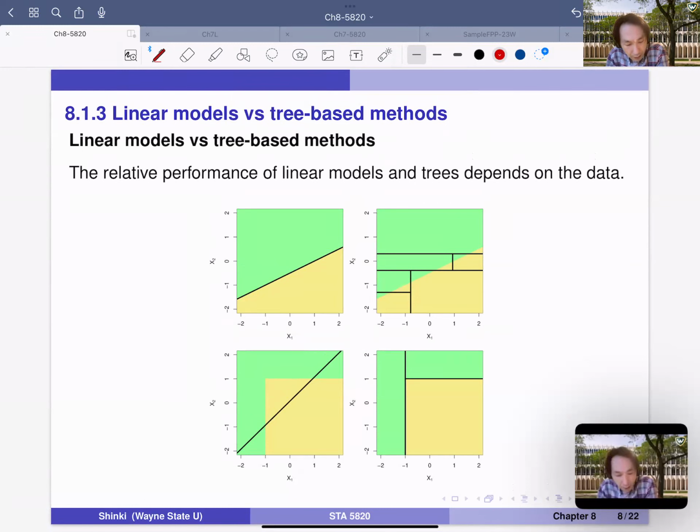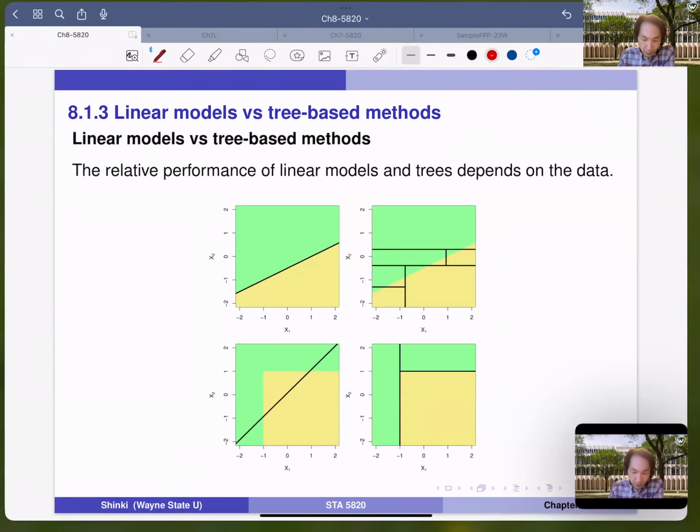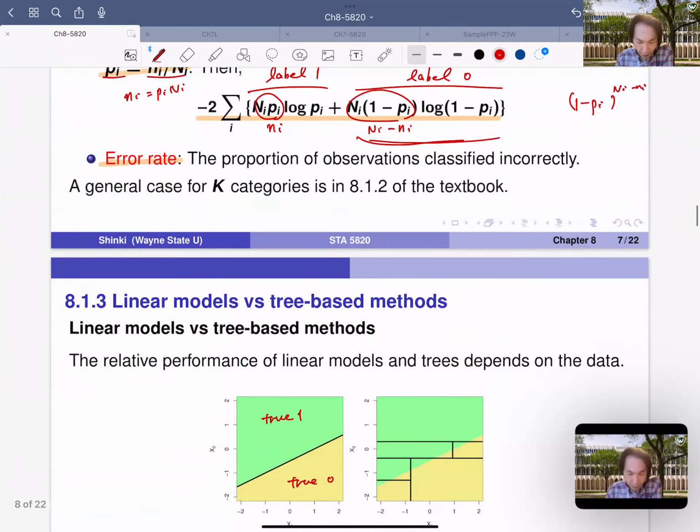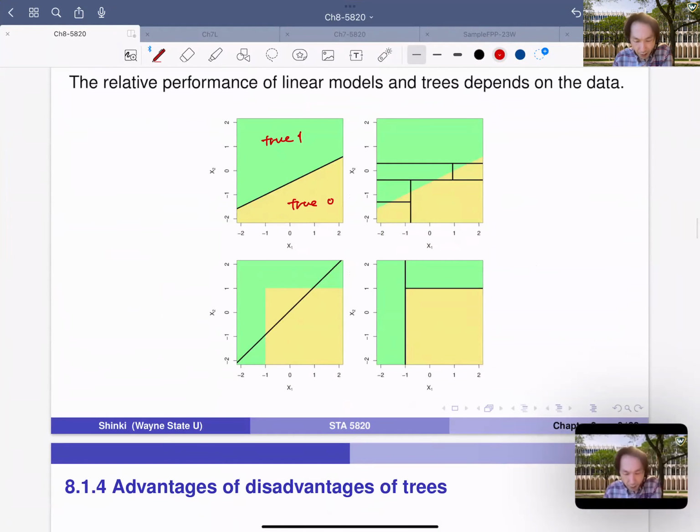Okay, so the next one: the linear model versus tree-based methods. Which is better? And the answer is it depends. And this is the true boundary for data. So this is the true 1, and this is the true 0. The green area is true 1, and the yellow area is true 0. This is data set 1, and this is data set 2.